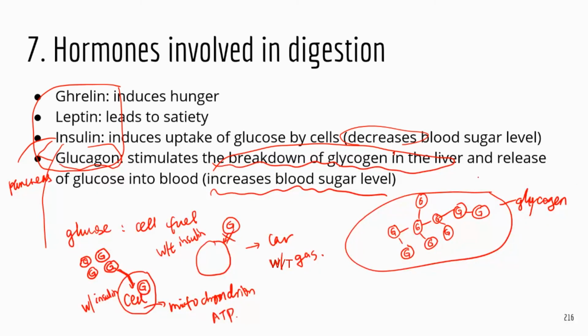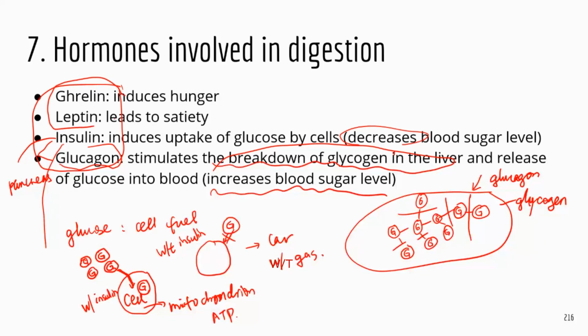When you have a low blood sugar level, then glucagon will be released, and the glucagon is going to stimulate the breakdown of glycogen into individual glucose molecules, and those glucose molecules will enter your blood, and that will increase the blood sugar level. Okay, all right, that's insulin and glucagon.